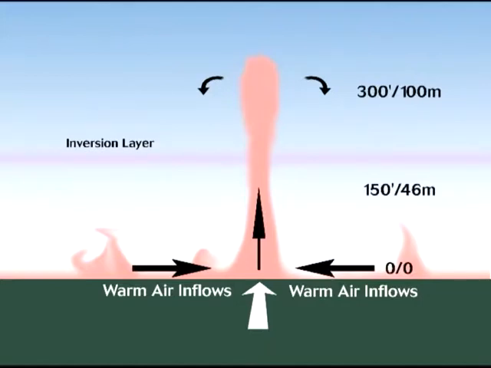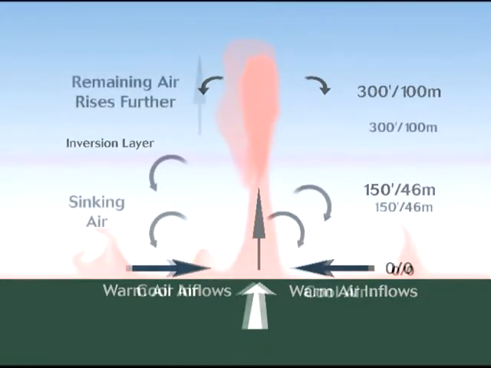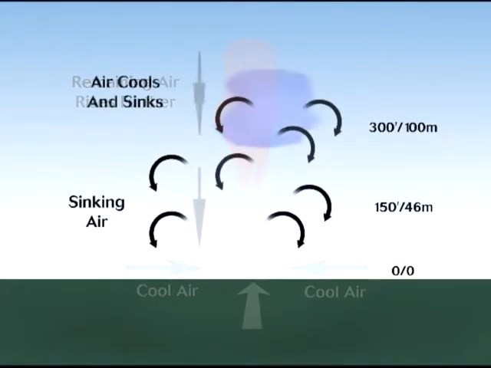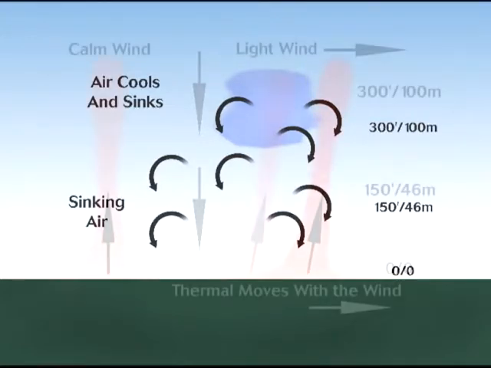But if it remains stationary, the supply will soon run out and the thermal's vertical velocity will start to weaken from the bottom up. When the inflow stops, the plume separates from the ground source and the warm air further up the column continues to rise until it equalizes with the air around it. Once cooled, this diffuse air will slowly sink back towards the ground, where it will be warmed again at the surface to start the basic thermal cycle all over again.